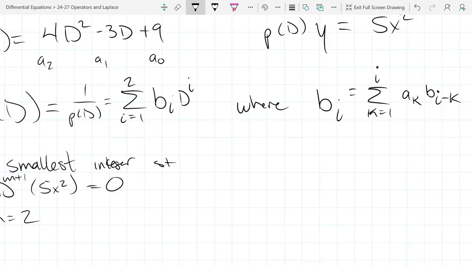Yeah, the k is a subscript. On the B_(i minus k)? Yes.